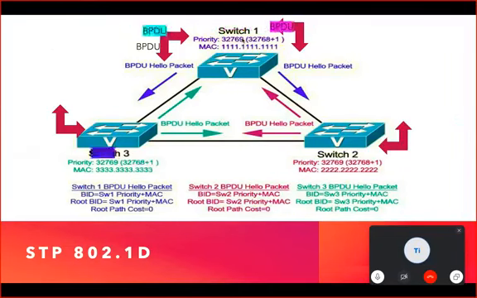After they share the BPDU and compare it, they will check the priority. If the priority value is the same, then the switch will compare the MAC address, and the switch which has the lowest MAC address will become the root bridge.